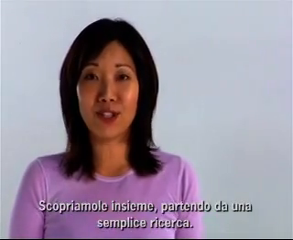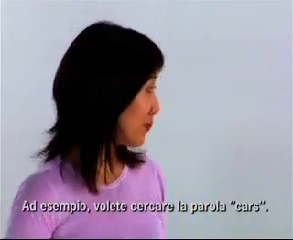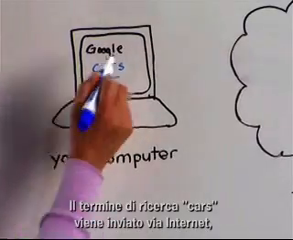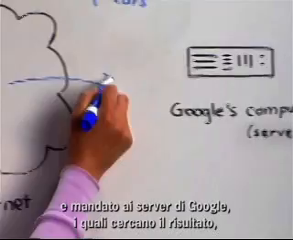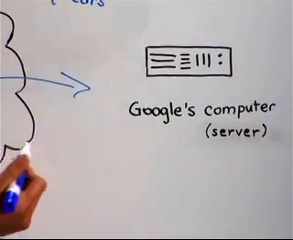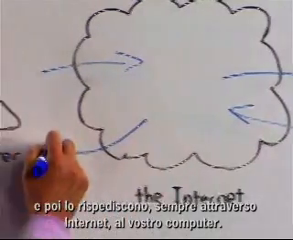Let's find out, starting with a simple search. So you type in a word, say cars. That search for cars is sent over the internet, routed to Google servers, where we look for results, and then send those results back over the internet to your computer.